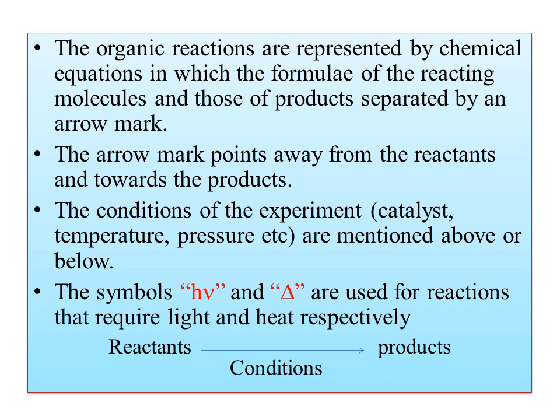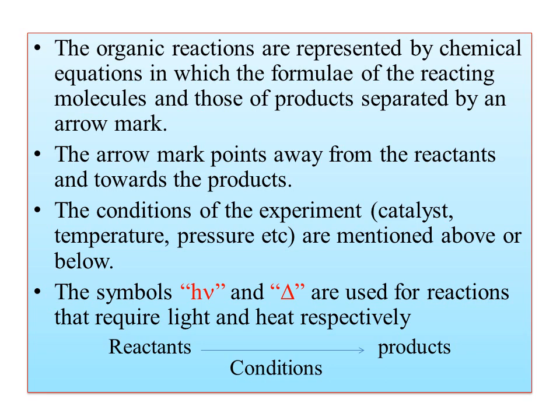In the previous lesson, I explained why we use different types of arrow marks. Here we use the arrow mark pointing towards the product. This arrow separates the reactants and the product. The conditions, catalyst, pressure and temperature are mentioned above or below the chemical reaction.